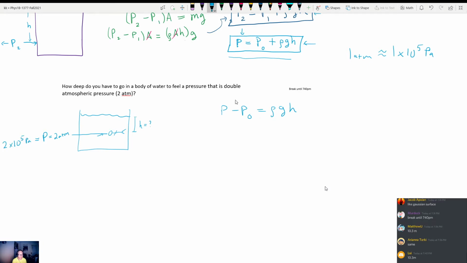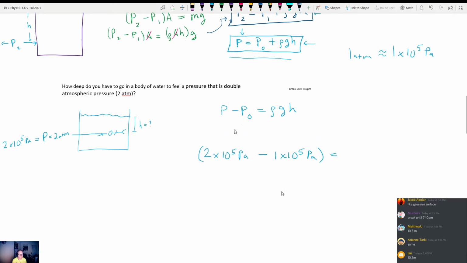So on the left-hand side, for P we'd plug in 2 times 10 to the 5 pascals minus 1 times 10 to the 5 pascals. Now keep in mind, on Mastering Physics, they might not let you do this. You may need to actually include more digits, but for doing something like this, I think it's totally fine. Oh, and then I skipped a step. My bad. Let's move this down one step so we can fill in.